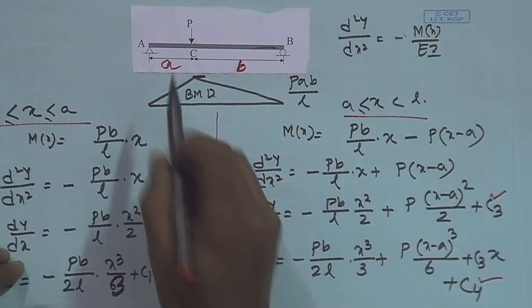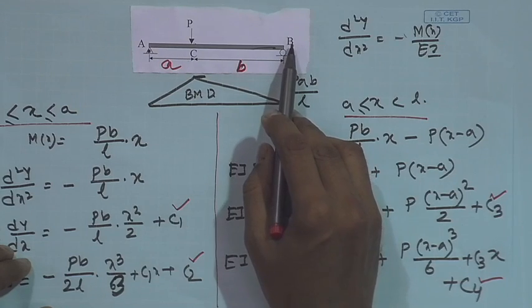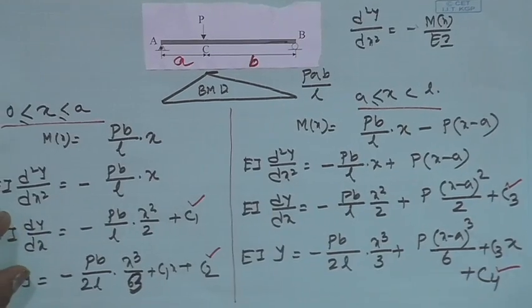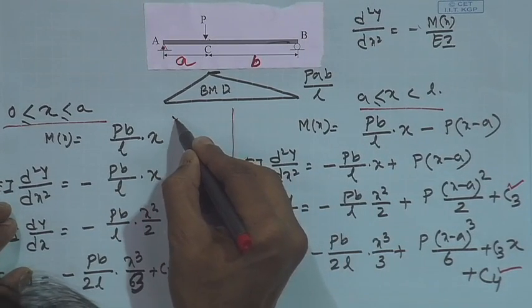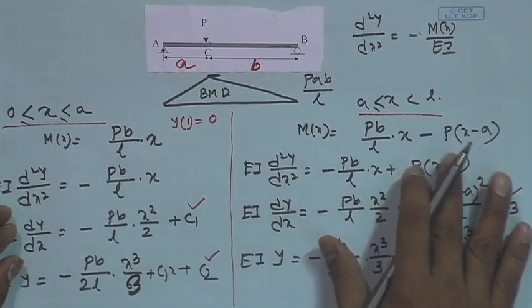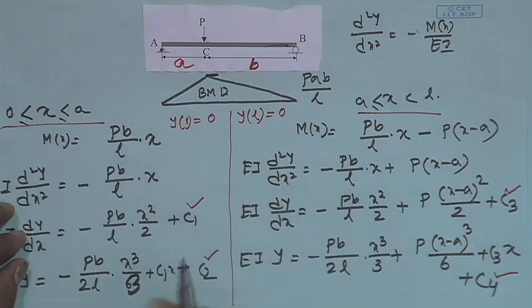One obvious boundary condition is at x is equal to A, y is equal to 0, and at x is equal to B, y is equal to 0. So, for this part, the boundary condition is y at x equal to 0 is equal to 0. And for this part, the boundary condition is y at L is equal to 0.